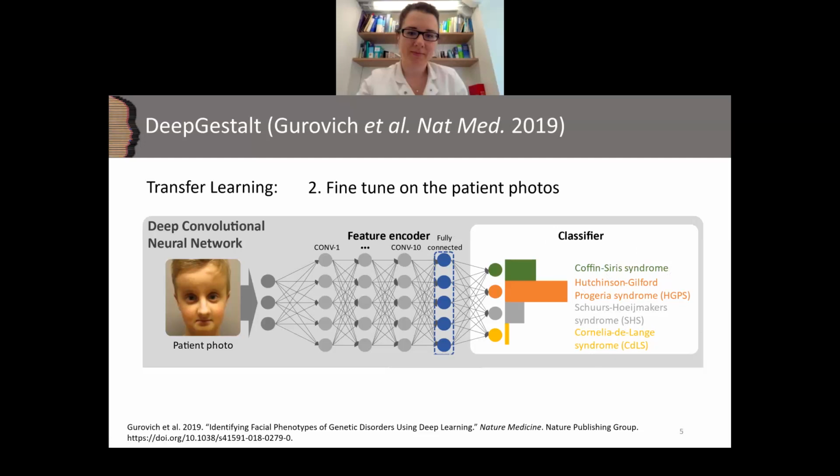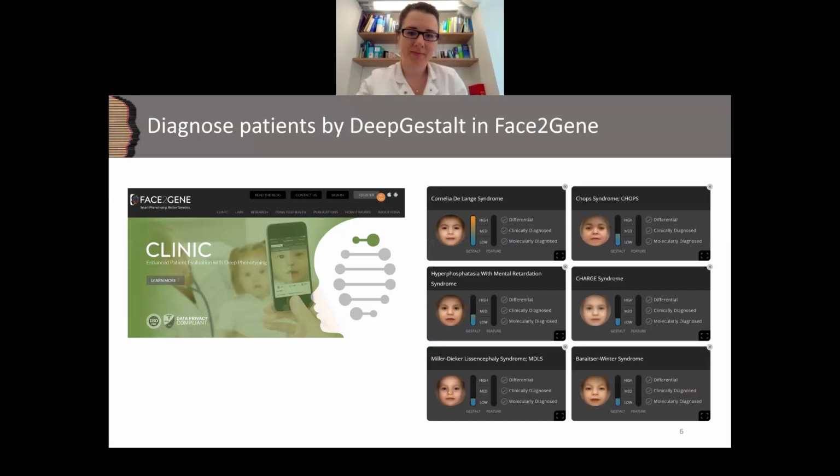However, this kind of technology is also already very well known in the market, in a platform called Face2Gene. A lot of clinicians just use this platform, take a photo, and try to diagnose the patients based on it. So this is what they have provided over the last few years.